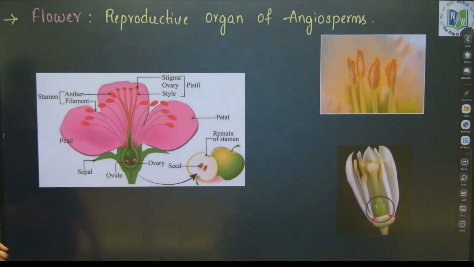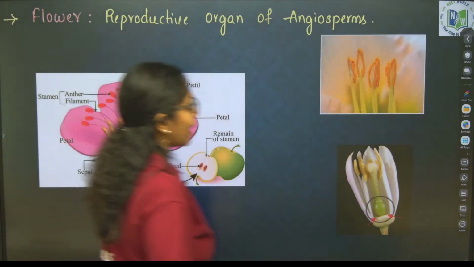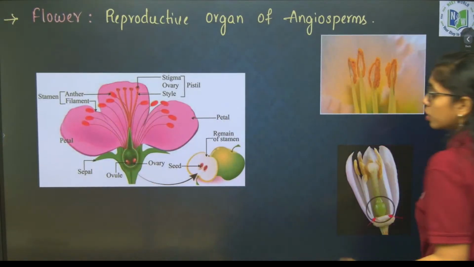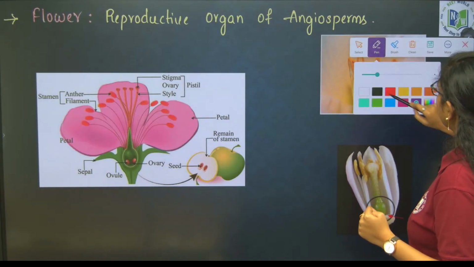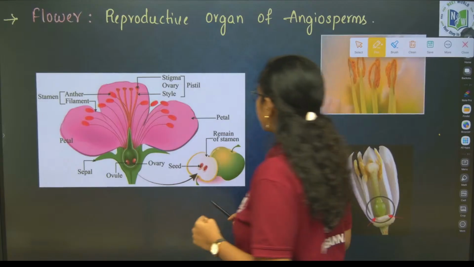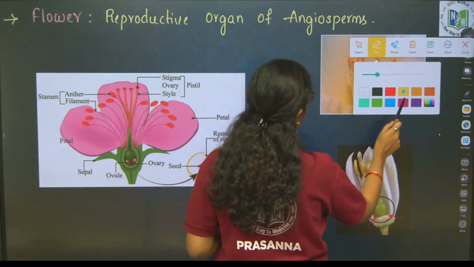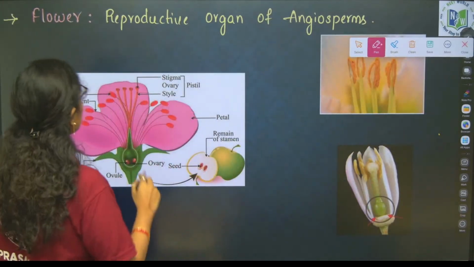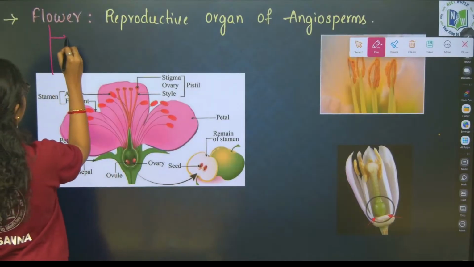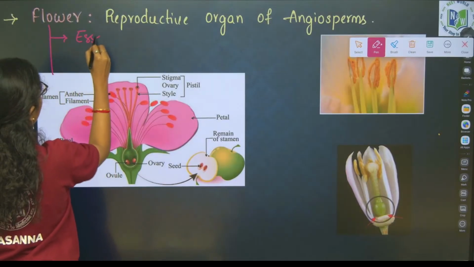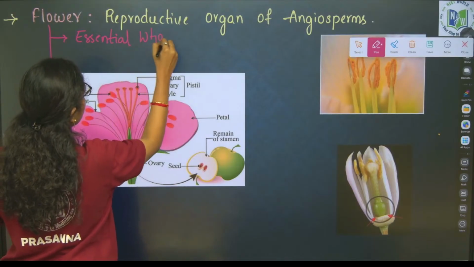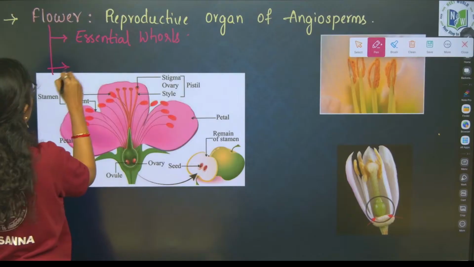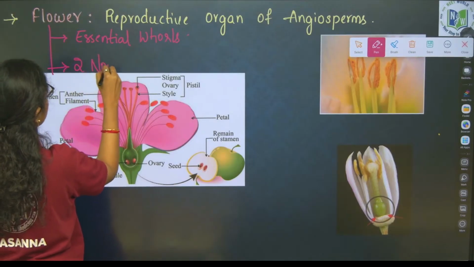The reproductive organ of angiosperm is what? Flower. Flower will be having 2 essential whorls and 2 non-essential whorls.